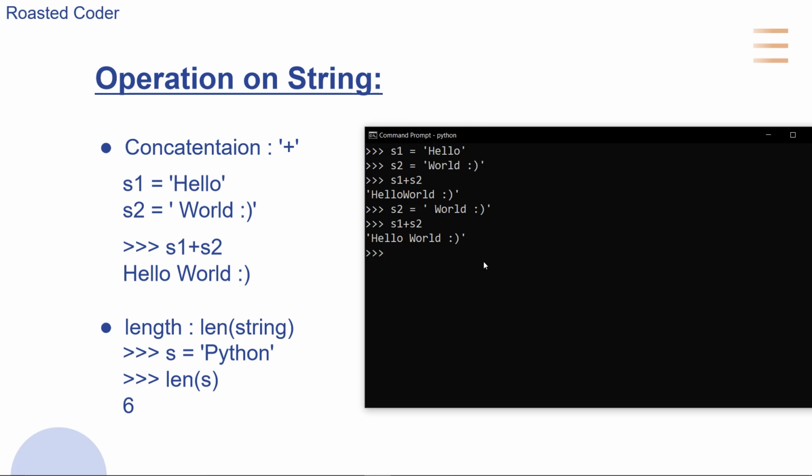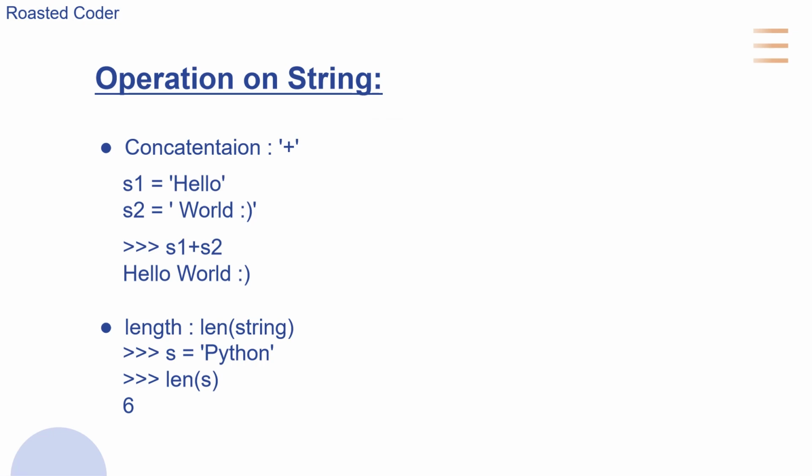Now if we want to find the length of the string, this is just a simple function, and it's also present for lists in Python. And now if you want to find the length of the string s, you can see it's 6, from here to here, the length is 6.